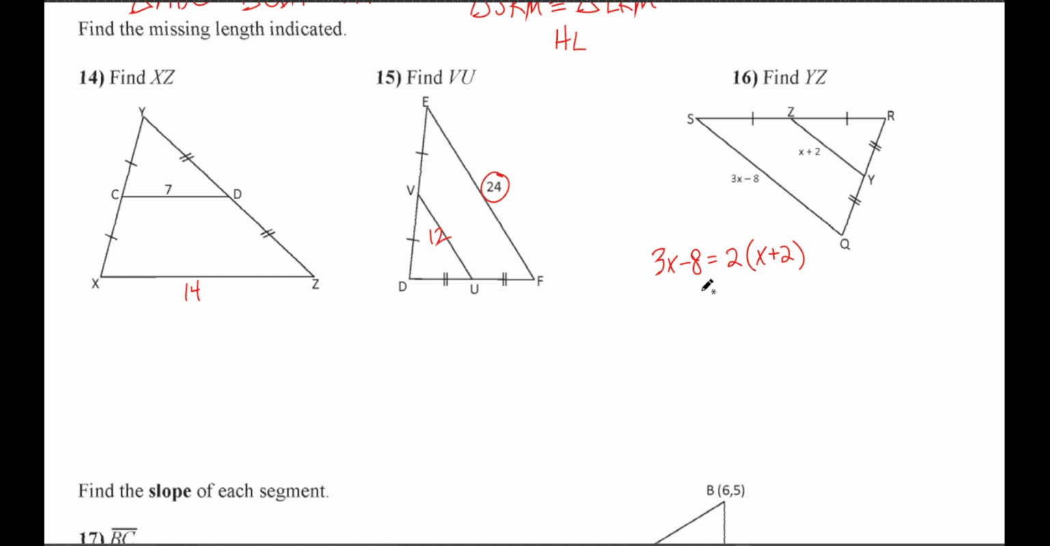Can you do this? You should be able to. What's this? 2x plus 4. Subtract 2x from both sides. That gives us an x. Add 8 to both sides. That gives us 12. It's not my answer, though, is it? What's my answer? I have to find YZ, so I have to plug it into that. So 12 plus 2 is 14. So that's how you get that. We good?